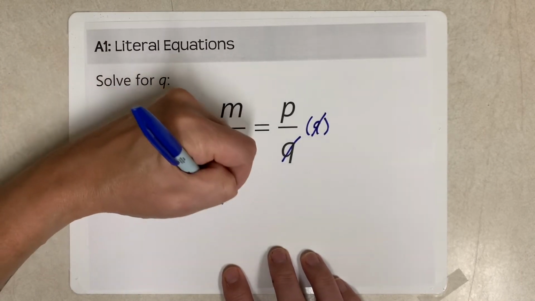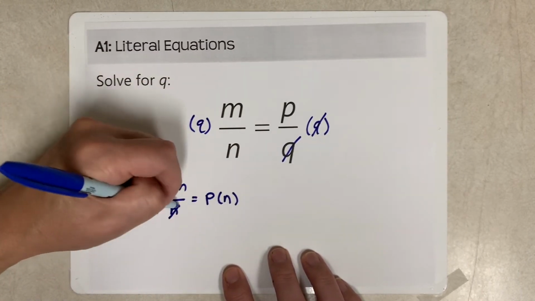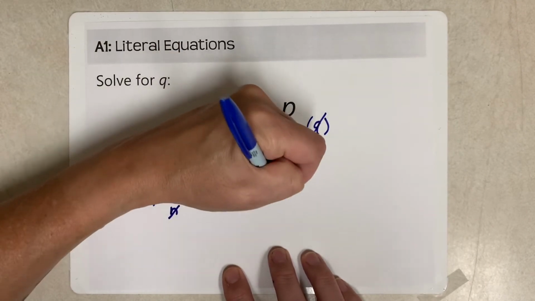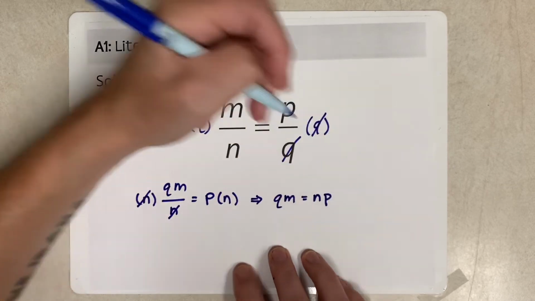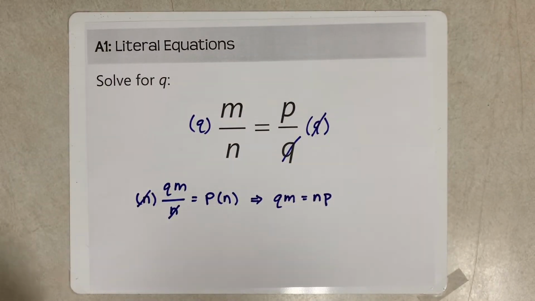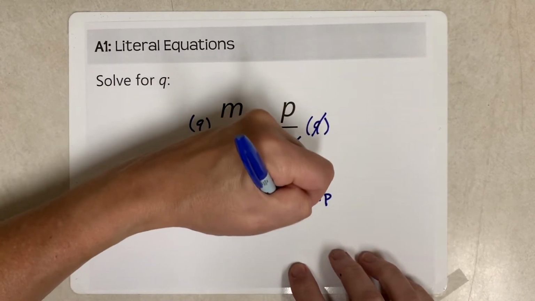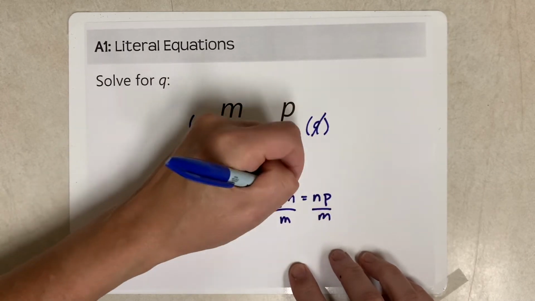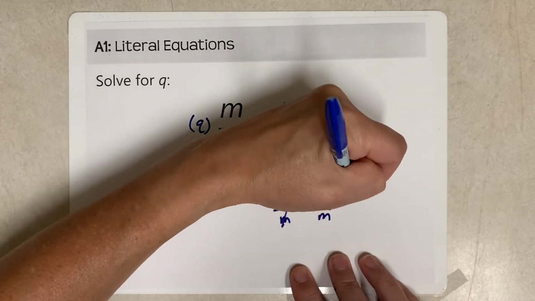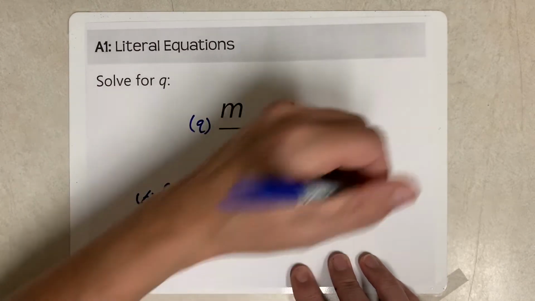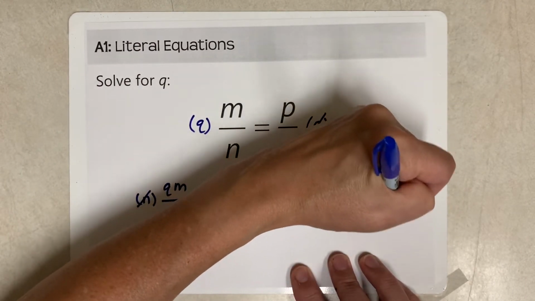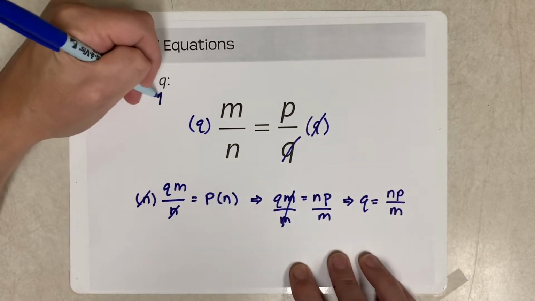So I multiply both sides by n, and my next step is q times m is equal to n times p, or p times n, either way. Now to get q by itself, divide by m, they cancel out, and I now have q is equal to n times p over m. And q is by itself, and that's what I wanted.